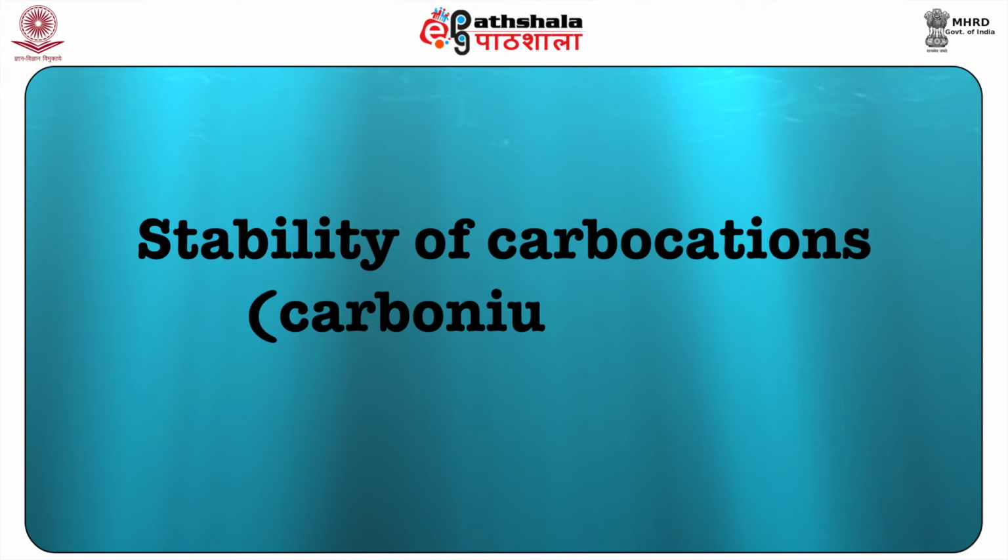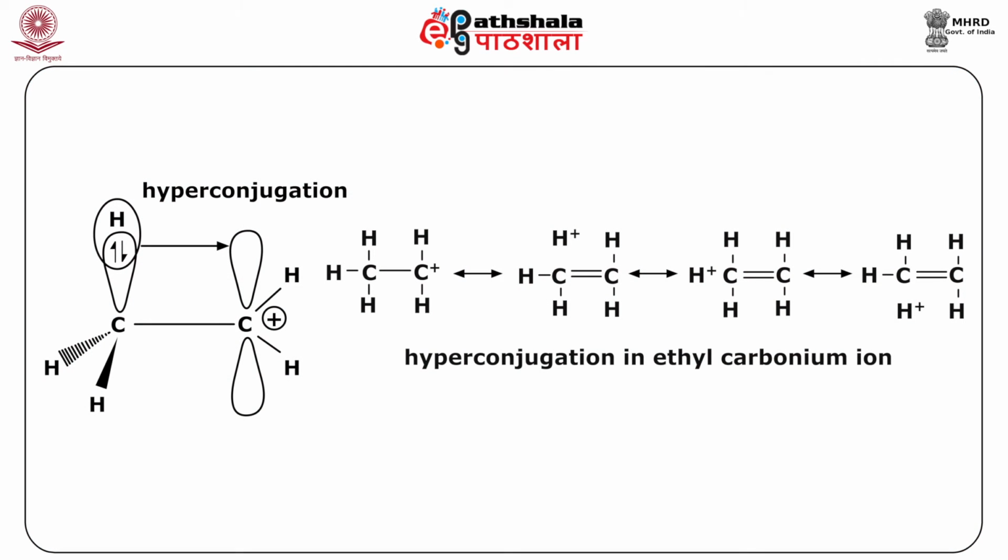The next application we can see is the stability of carbocations. The ethyl carbocation is more stable than the methyl carbocation, and this is because the sigma electrons of the alpha C-H bond in the ethyl group are delocalized into the empty p orbital of the positive carbon center, thus giving rise to no-bond resonance structures, as you can see here. But hyperconjugation is not possible in the methyl carbocation, and hence out of the 2, the methyl carbocation is less stable. So, you can clearly see here how the ethyl carbocation is more stable because of the delocalization due to hyperconjugation.